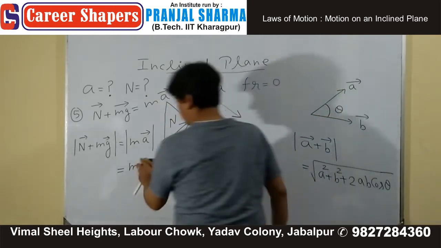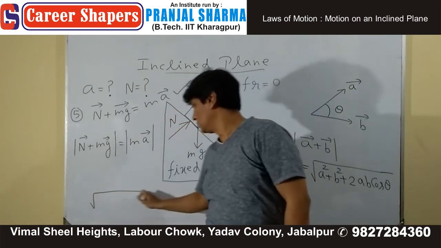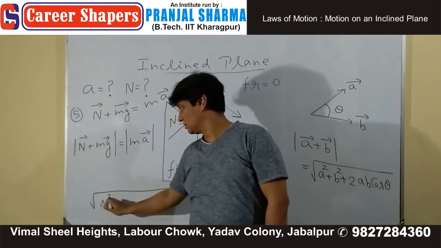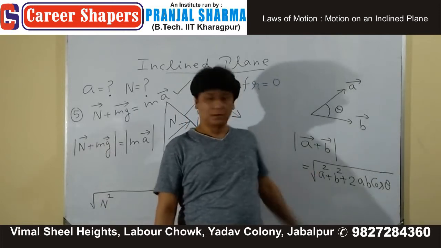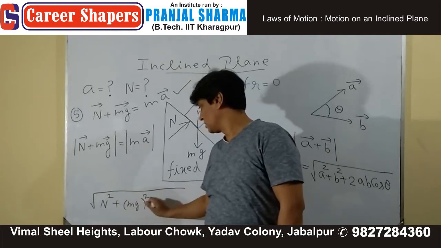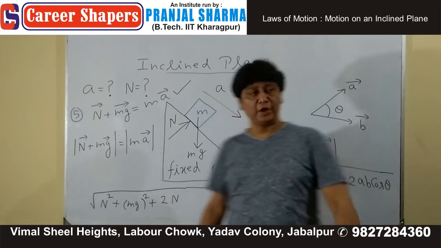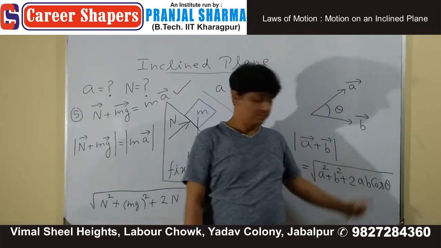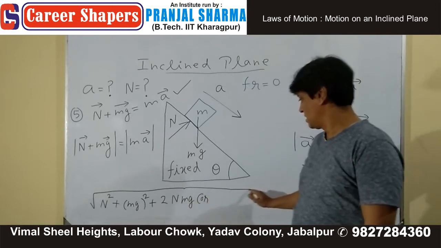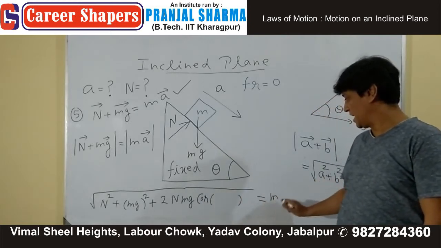दोनों का मैग्नीट्यूड कुछ ये बनेगा, रूट ओवर मैग्नीट्यूड ऑफ फर्स्ट वेक्टर, और वेक्टर साइन नहीं लगेगा, प्लस मैग्नीट्यूड ऑफ सेकेंड प्लस 2 multiplied by magnitude of first, magnitude of second into cos of, tell me cos के साथ क्या आएगा, and this side is simply m into a.